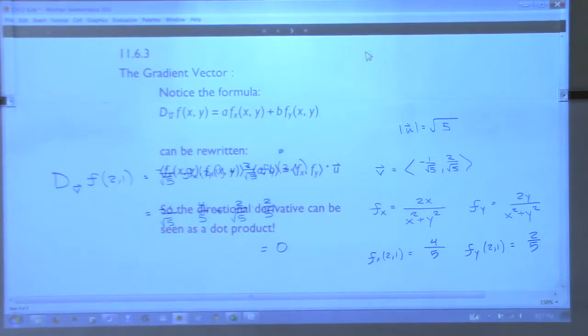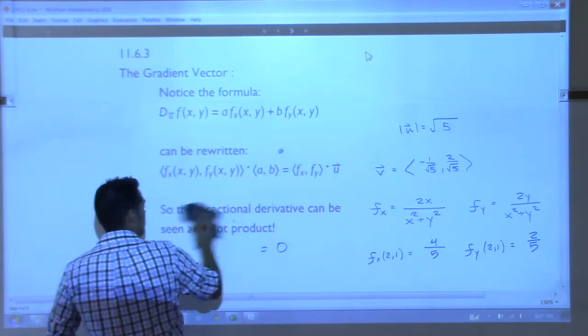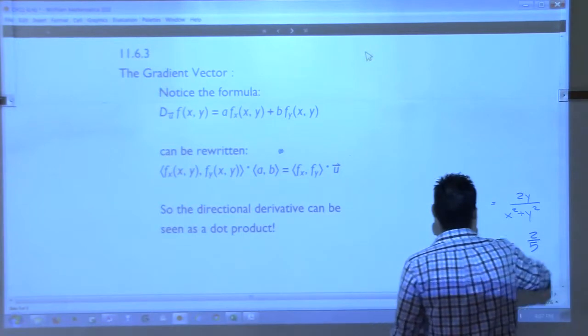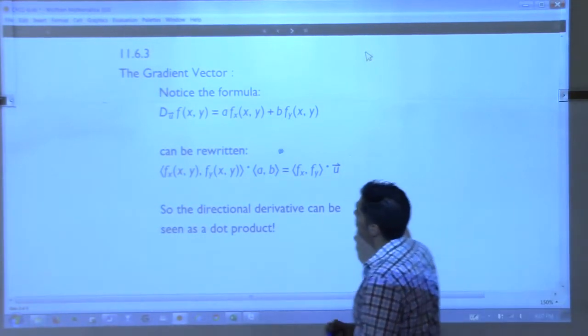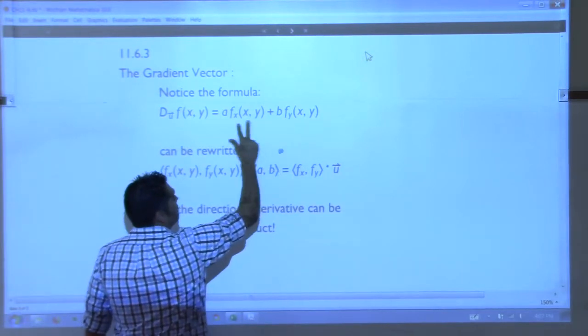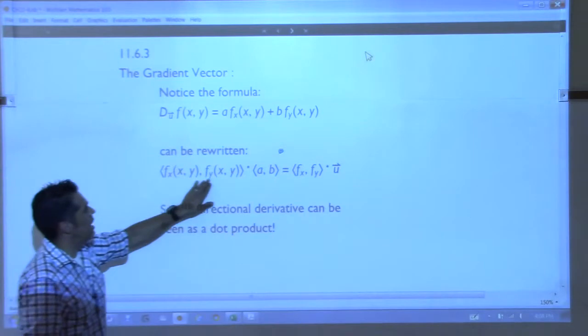All right, so this is a really, really important part of what's about to come. I want us to notice something about that formula for the directional derivative. Notice the way this is written. Do you agree that it could be rewritten this way?